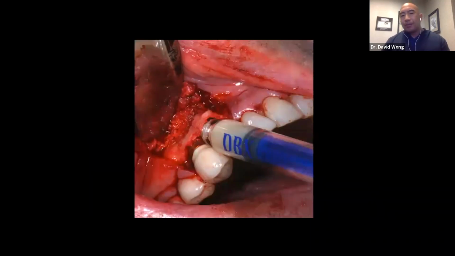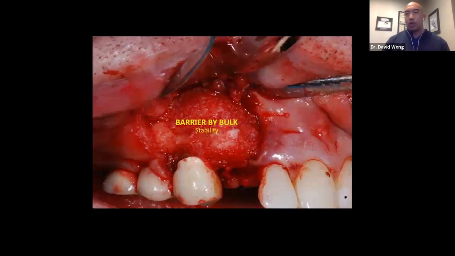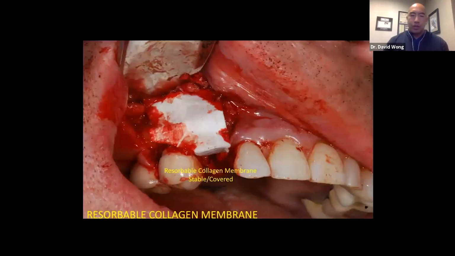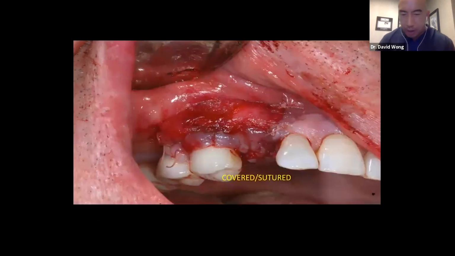After that, the other principles of bone grafting that we're going to abide by is we're going to add bone into the defect as well as around the defect. That's what we can call barrier by bulk. Once again, that's another lecture, but this gets you an idea of how we manage these cases. So we're placing our bone graft material into the defect as well as around the defect, and then we'll cover it up, which is our last principle, making sure that the graft is stable and properly sutured. Here we've used a resorbable collagen membrane. It's a Memlock by BioHorizons as well.